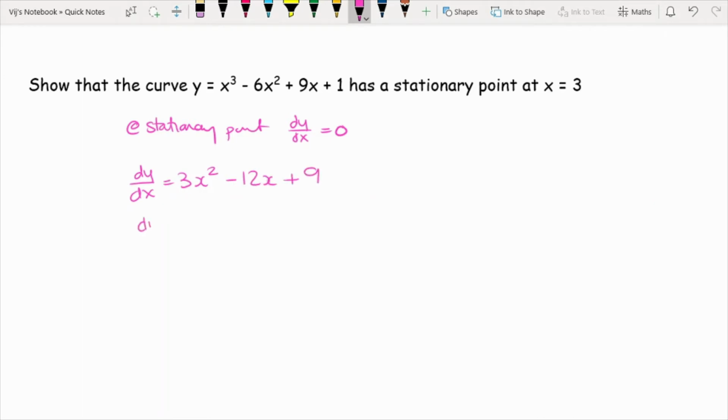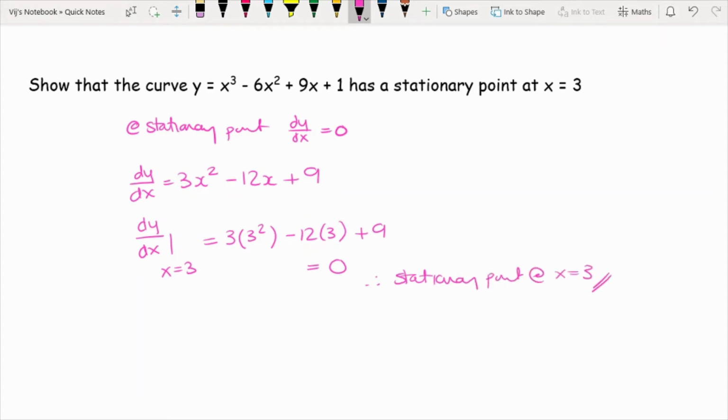And then I want to substitute x equals 3 into my dy dx, which gives me 3 times 3 squared minus 12 times 3 plus 9, which lo and behold does equal 0, so therefore there is a stationary point at x equals 3. As I say, it's always worth stressing this at the start, because technically just saying that it's equal to 0 doesn't really say anything, it just means it's equal to 0.